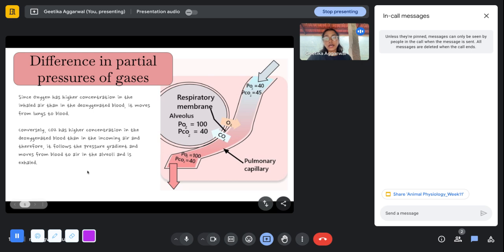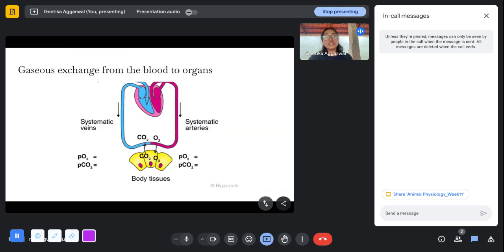Since oxygen has a higher concentration in the inhaled air than in deoxygenated blood, it moves from the lungs to the blood. Conversely, carbon dioxide has a higher concentration in the blood than in the incoming air, and therefore it follows the pressure gradient. It moves from the blood to the air, and the blood then circulating further from the lungs is oxygenated, and that is carried by the pulmonary veins back to the heart. From the heart, this blood gets pumped to the rest of the body.